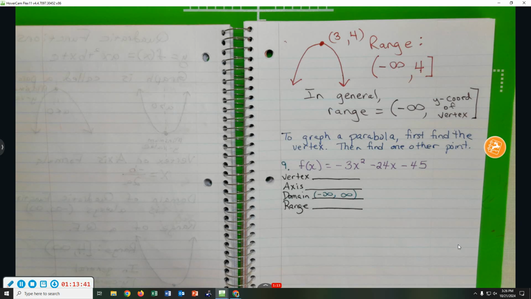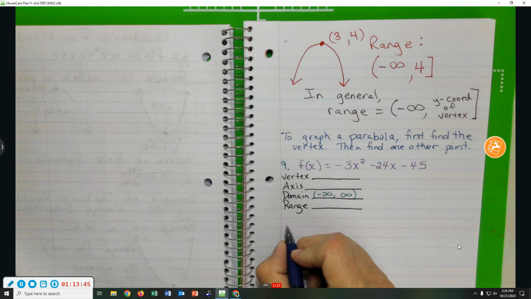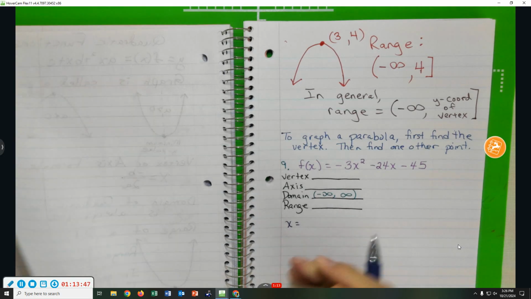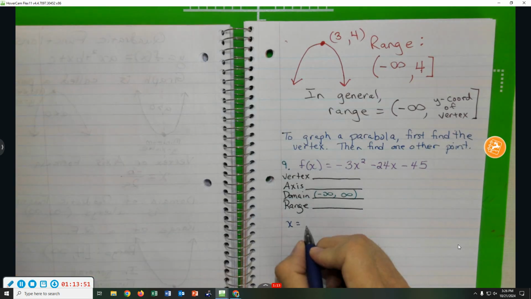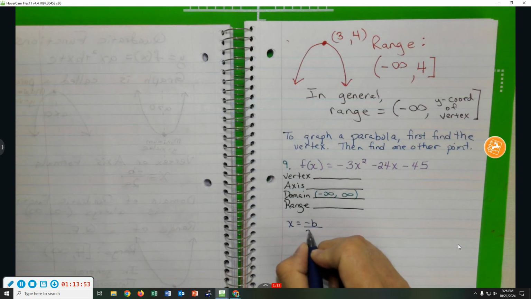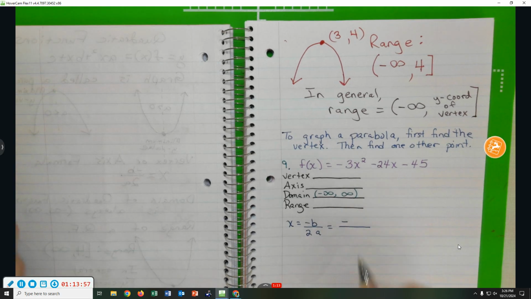Let's determine the vertex. Use the little vertex formula first of all. That's the minus b over 2a. Minus b over 2 times a. Now, what's b? Looking at number 9, what's the b value?